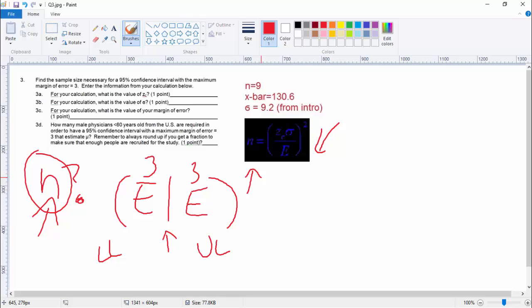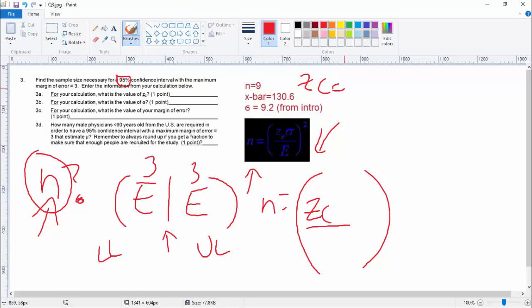Okay, so let's actually try and fill in this formula. I always rewrite n equals, so this is a big parenthesis. We have z sub c in here. We have a 95% confidence interval. Remember z sub c for that is 1.96, my favorite. So getting back to the equation, z sub c times, we'll put a little star here, 9.2, because that's our population standard deviation this time. Over the E, and then you're like, well, where is the E? In this case, when you're doing a power calculation or a sample size calculation, the E is going to be in the question, which is the margin of error, right? And that's 3.